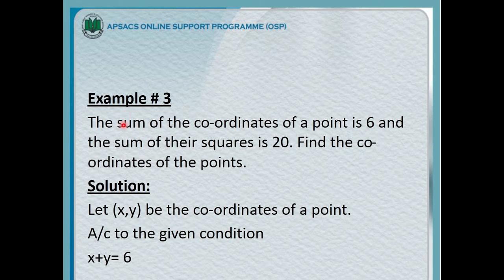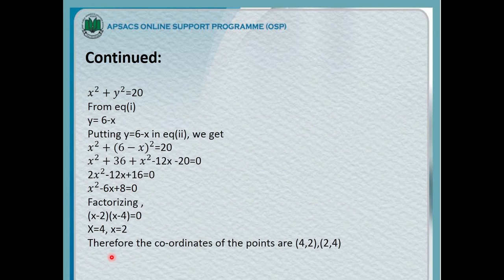Example number 3. The sum of the coordinates of a point is 6 and the sum of their squares is 20. We have to find out the coordinates of the points. Let's start its solution. Let x and y be the coordinates of the point. Then according to the given condition, the sum of the coordinates of a point is 6. So x plus y will be equal to 6.